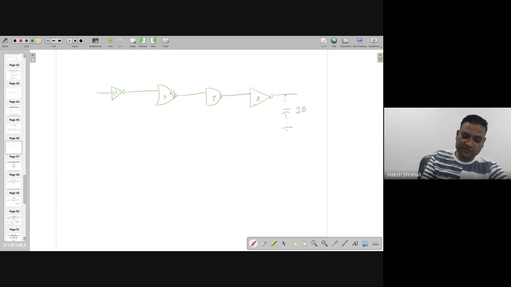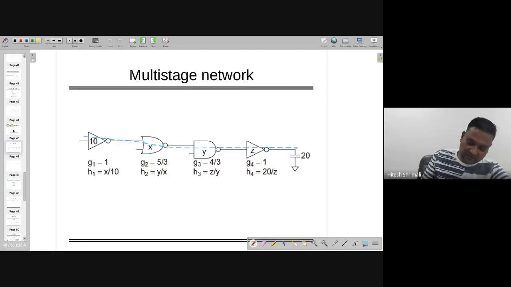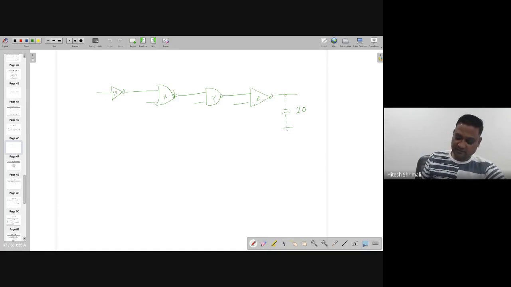Note that whatever you are seeing inside this particular gate, that's the drive which can be driven by the particular gate. Now you need to find out two things: one is G and one is H, for each of the gates.